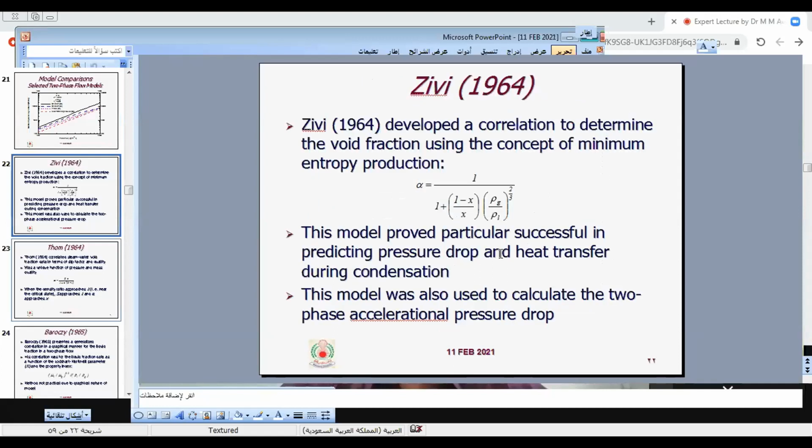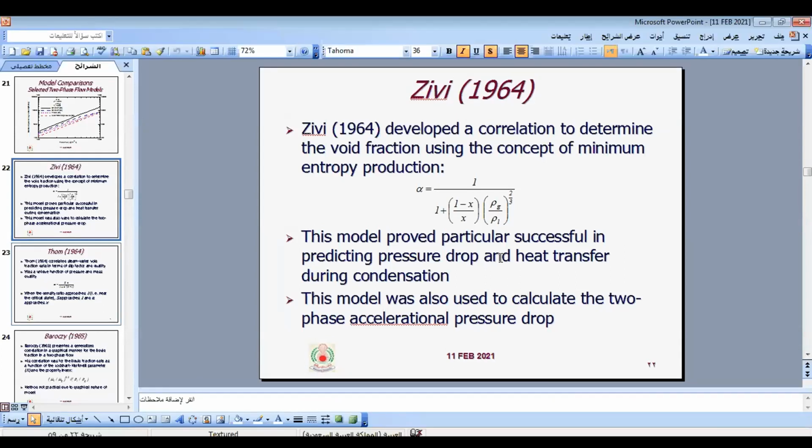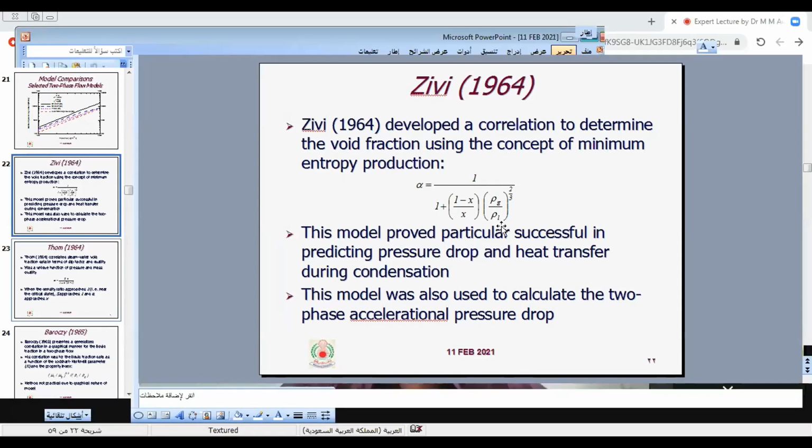Now I will introduce some previous models for calculating or predicting void fraction, because we need the void fraction to calculate the acceleration pressure drop, which exists in boiling and condensation processes. Zivi in 1975 used the concept of minimum entropy production to develop void fraction as a function of the Reynolds fraction, liquid density and vapor density. His model was successful in predicting pressure drop and heat transfer during condensation.